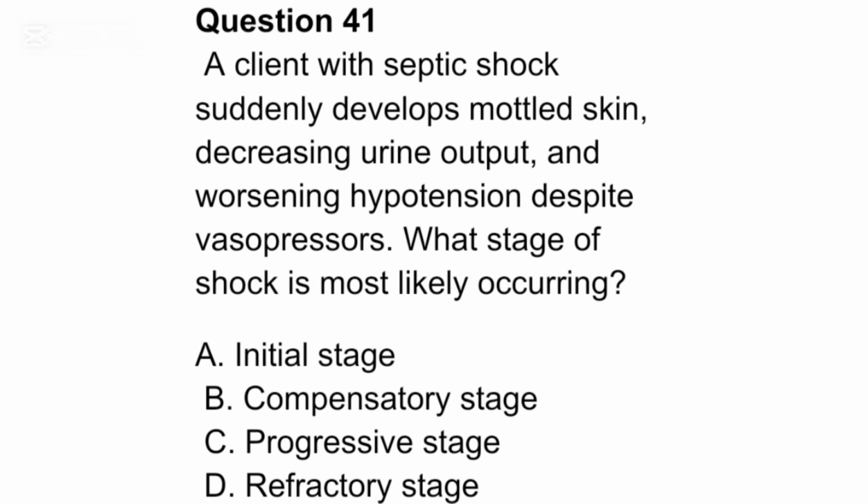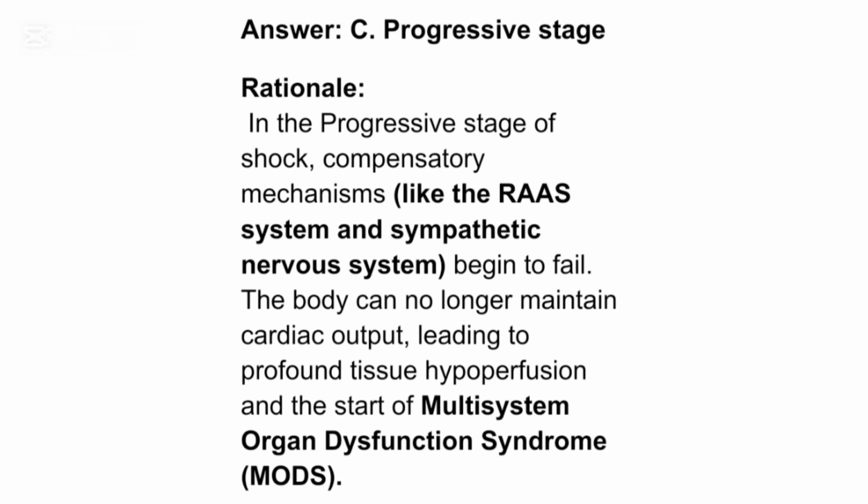Question 41. A client with septic shock suddenly develops mottled skin, decreasing urine output and worsening hypotension despite vasopressors. What stage of shock is most likely occurring? A. Initial stage. B. Compensatory stage. C. Progressive stage. D. Refractory stage. The answer is C. Progressive stage.